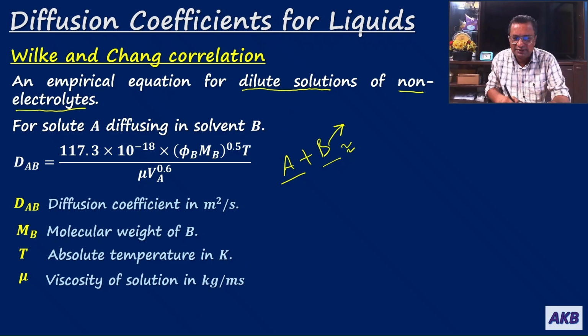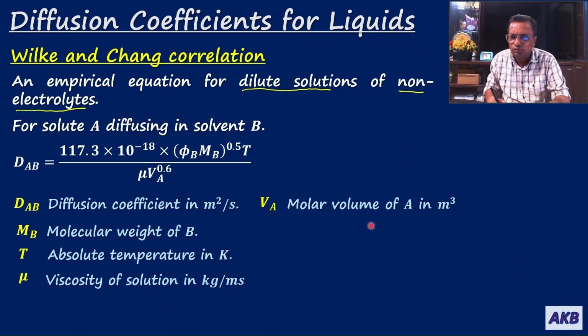We will understand it in my next video lecture, where I will be discussing three numericals based on the estimation of diffusion coefficients for liquids. For the time being, let us know those equations. Let me erase this. So mu is the viscosity of the solution in kg per meter per second.